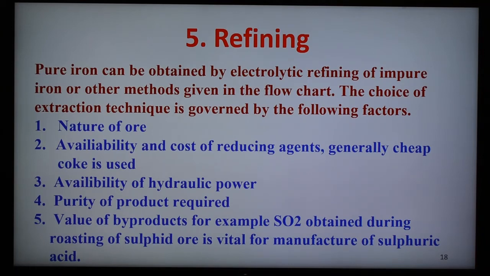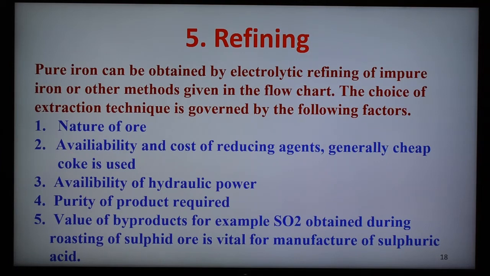The choice of extraction technique depends upon the following factors: the nature of the ore, the availability and cost of the reducing agent, where generally cheap coke is used, the availability of hydraulic power, the purity of product required, and the value of byproducts, for example SO2 obtained during the roasting of sulfide ore, which plays an important role in the manufacture of sulfuric acid. So these are some factors, and depending upon them we can choose the technique.